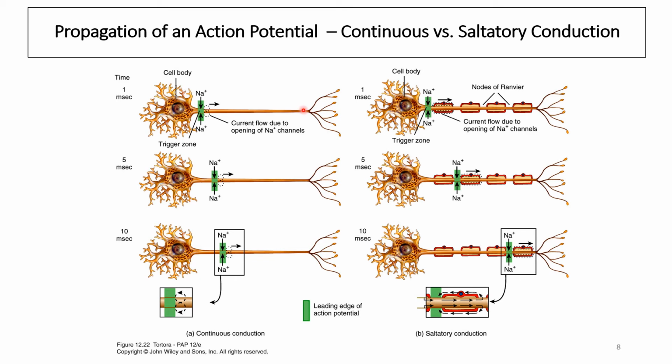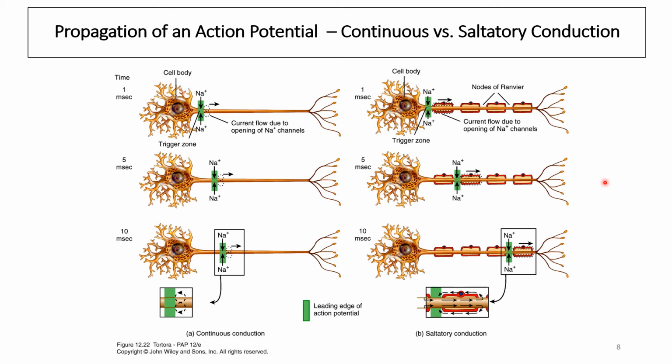It also requires more energy to do this, because remember, during the hyperpolarization phase of an action potential, the sodium-potassium pumps are working to reestablish the ion concentration gradients. And so remember, sodium-potassium pumps require ATP to run them. So with continuous conduction, you're doing this all the way down the axon. It does take more energy to do that, and it's slower.